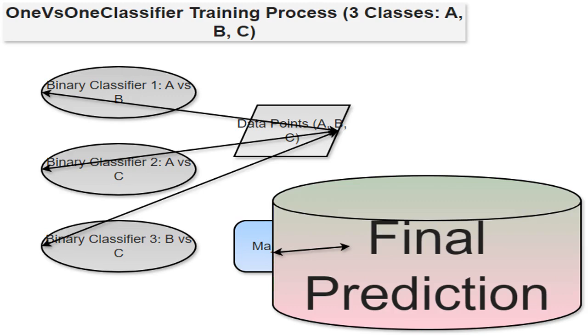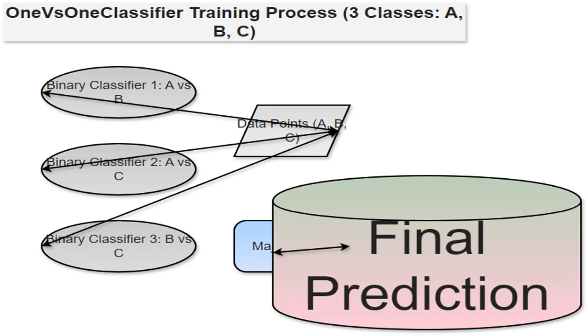Okay, let's break down this majority vote concept. Remember, we have 3 binary classifiers, A versus B, A versus C, and B versus C. Each classifier makes a prediction, either A or B, A or C, or B or C. The majority vote simply means we count how many times each class, A, B, or C, was predicted by the classifiers. The class with the most votes wins.